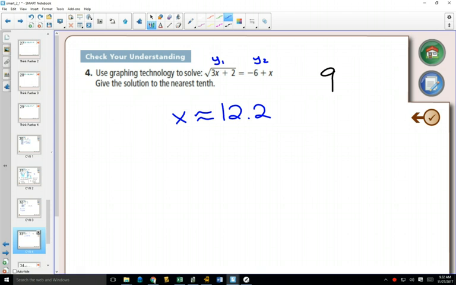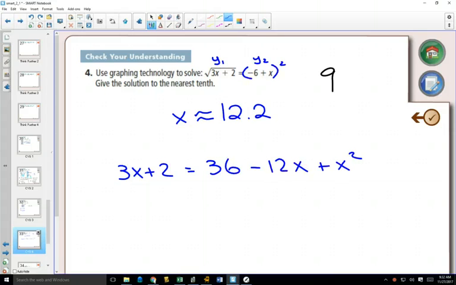How do you solve them algebraically? Well, how do you get rid of a square root? Square both sides. Now, when I square both sides, can you see that the left side will be 3x plus 2? And the right side, when you square it, will be 36 minus 12x, because you'd have to FOIL this, right? It's not just 36 plus x squared. You'd have to FOIL it out. You're going to get 36 minus 12x plus x squared.